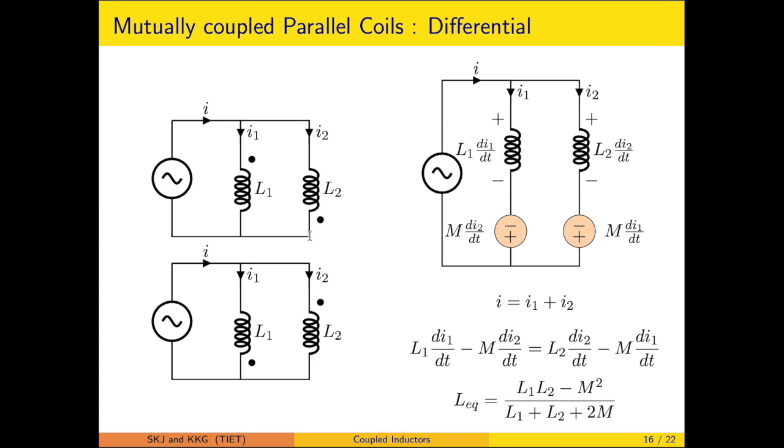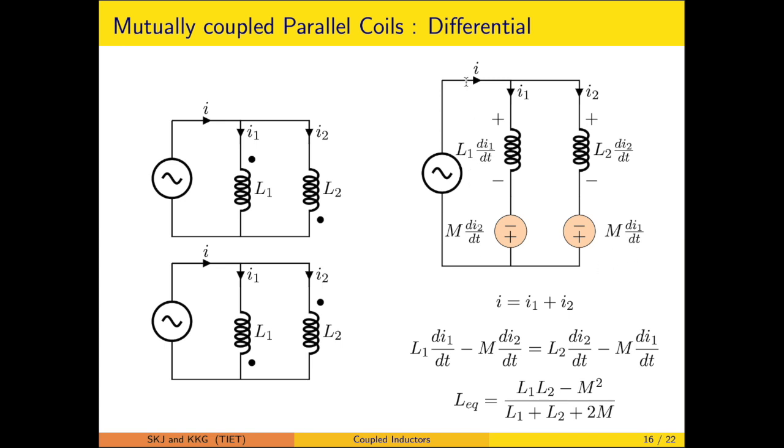Similarly, when they are differentially coupled, this will be the orientation. Current is entering the dotted terminal, so mark the dotted terminal of the other coil as positive. Current is leaving the dotted terminal, so mark the undotted terminal as positive, or the dotted terminal as negative. So that has been done.